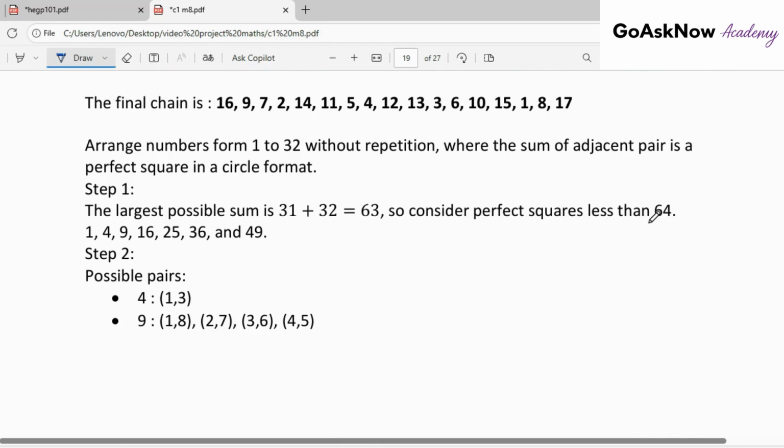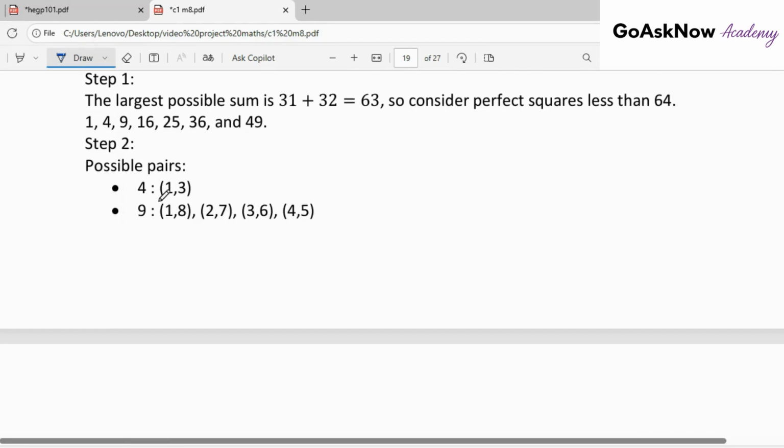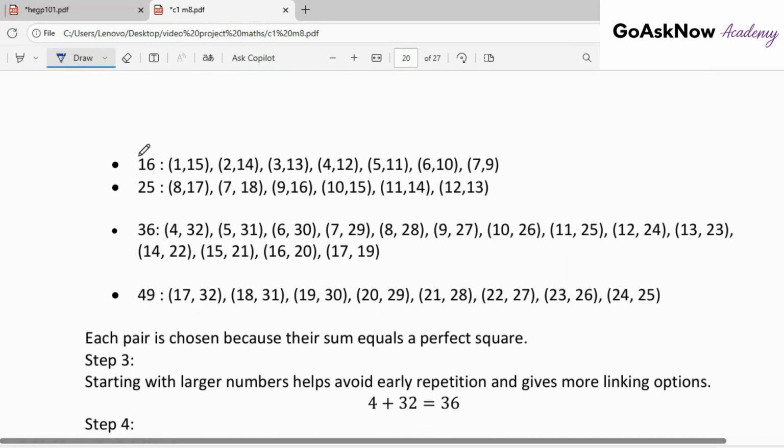So, consider the perfect squares less than 64: 1, 4, 9, 16, 25, 36 and 49. Possible pairs for 4: 1 and 3. For 9: 1 and 8, 2 and 7, 3 and 6, 4 and 5. For 16: 1 and 15, 2 and 14, 3 and 13, 4 and 12, 5 and 11, 6 and 10, 7 and 9.